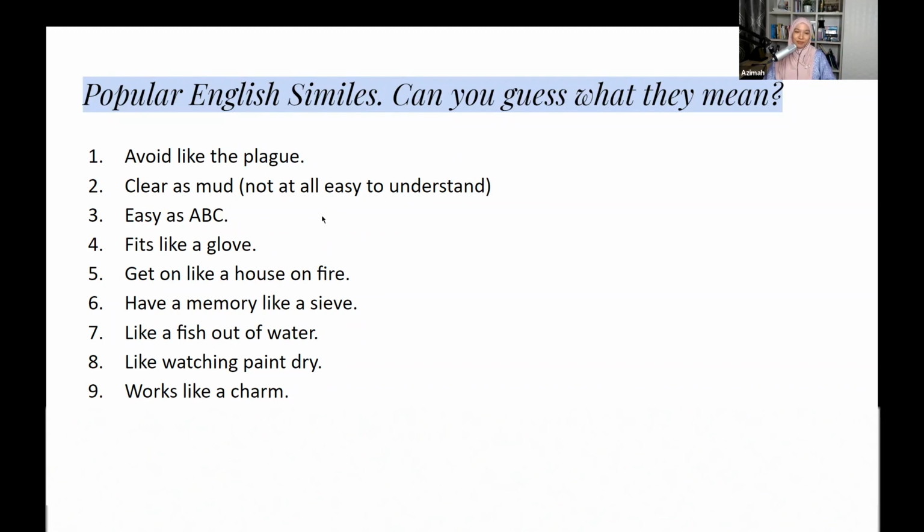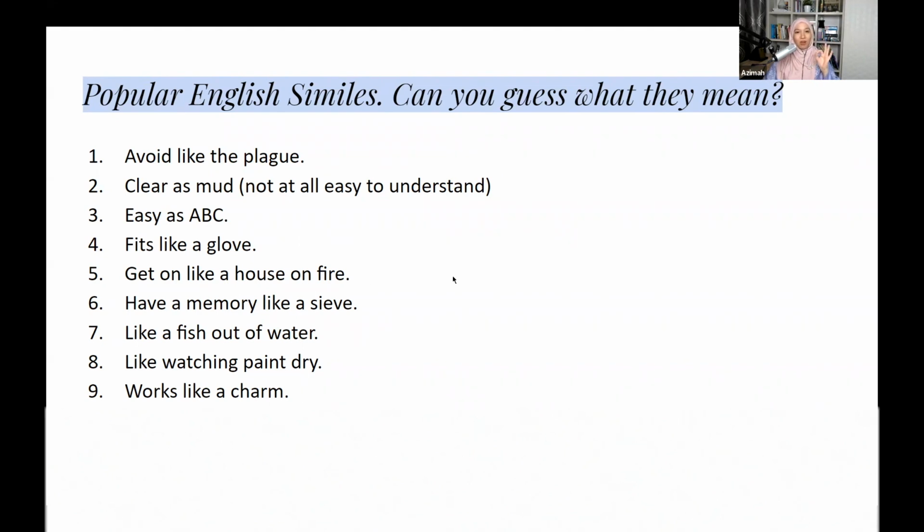Okay, number 3. Easy as ABC. Of course, it's the opposite of number 2. Easy as ABC. Number 4. Fits like a glove. When you put on a glove, right? It's ngam. What do you say in Malay? Ngam, betul ngam. Yeah. Just nice, perfect. Yeah, the Malay version, ngam, love it.